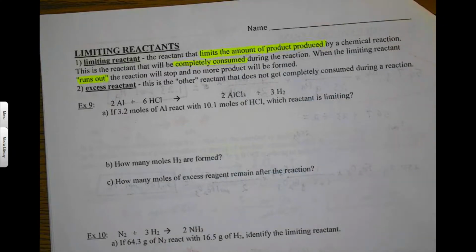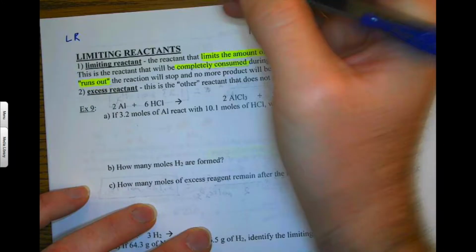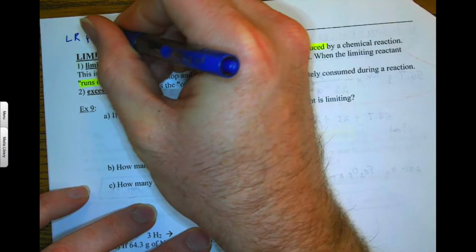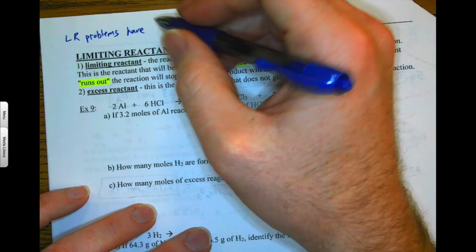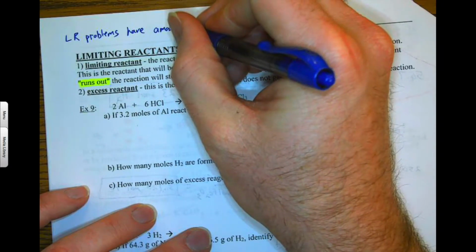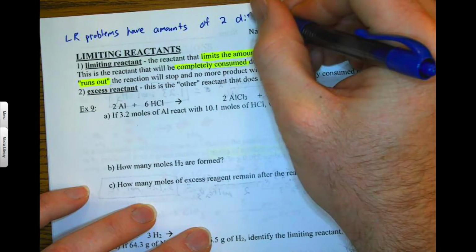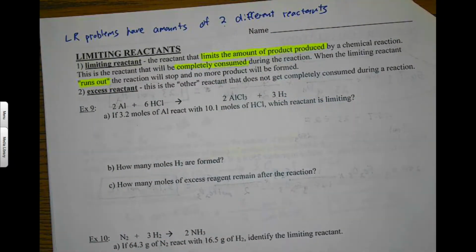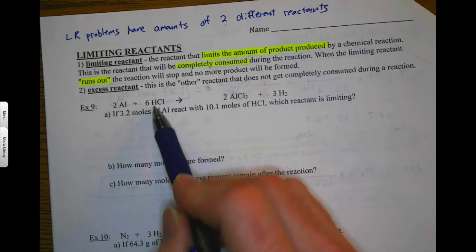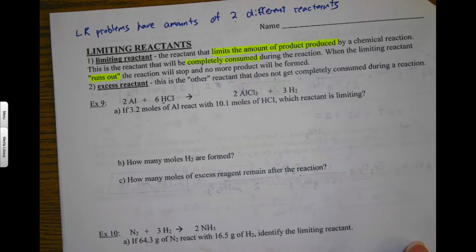The way you can identify a limiting reactant problem is that they always have two amounts. They have amounts of two different reactants. They're either both moles or both grams or whatever, but you have two different things and you have amounts for both of them. You're going to run out of one first, and so that's the goal. We need to figure out which one it is.